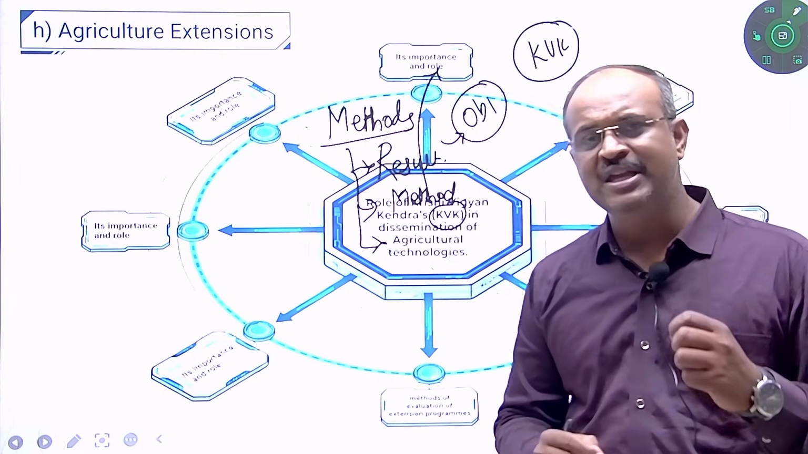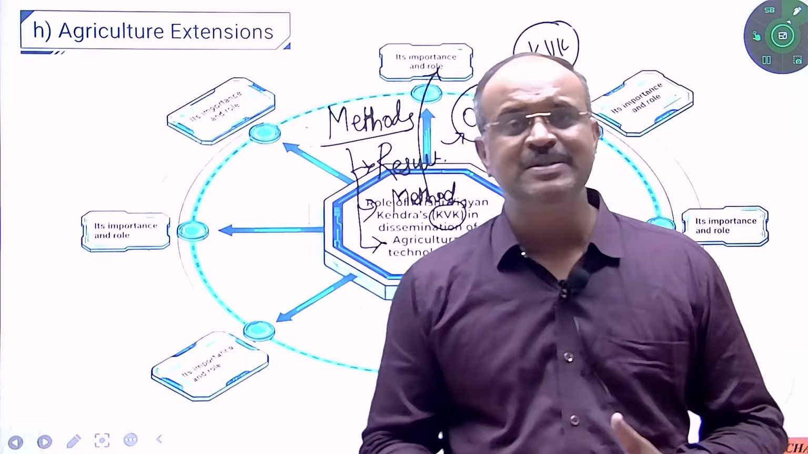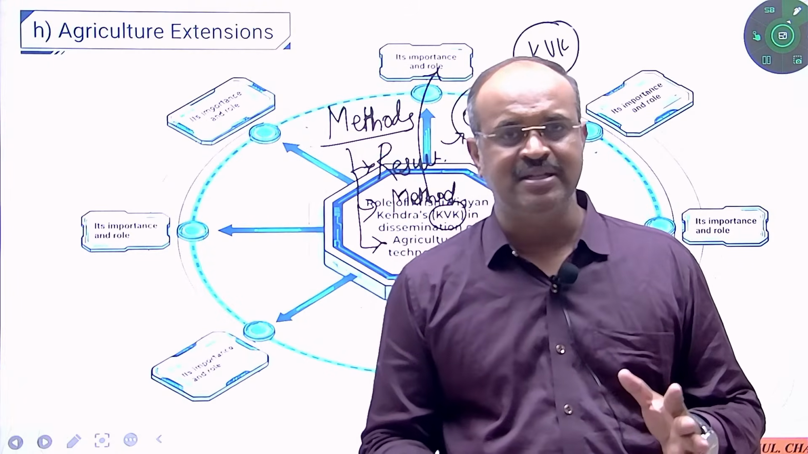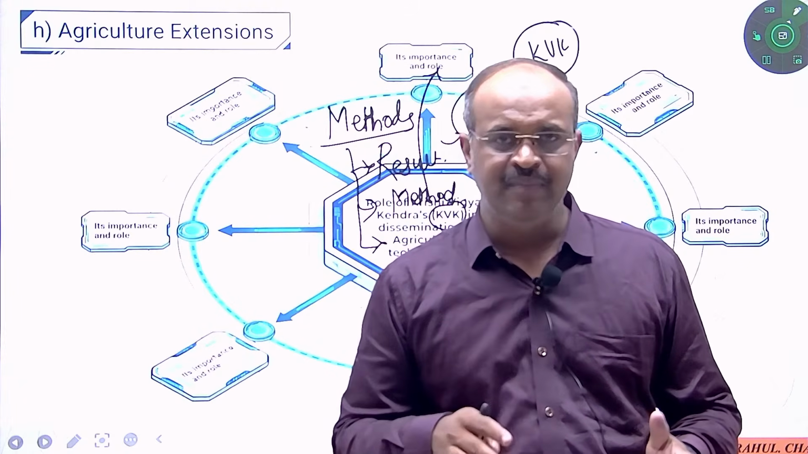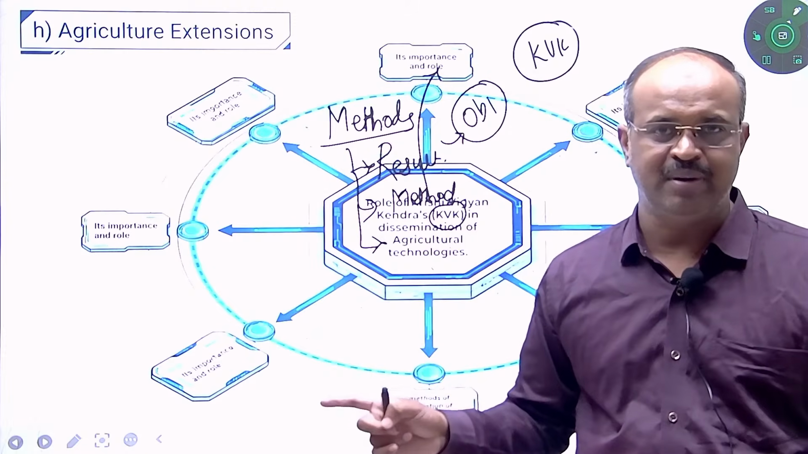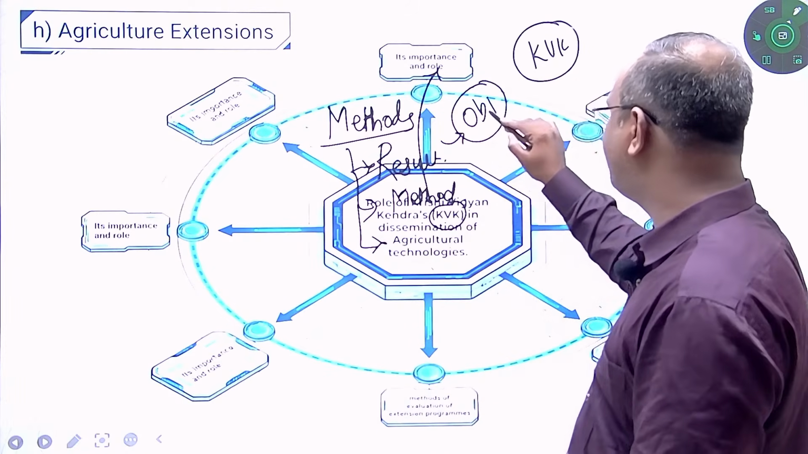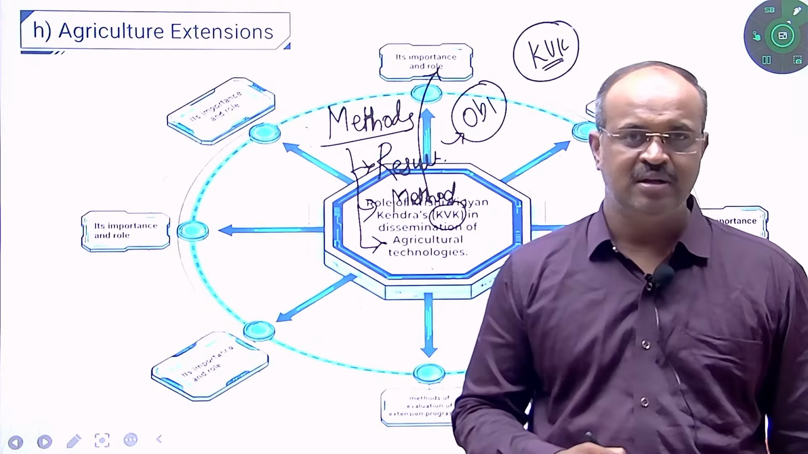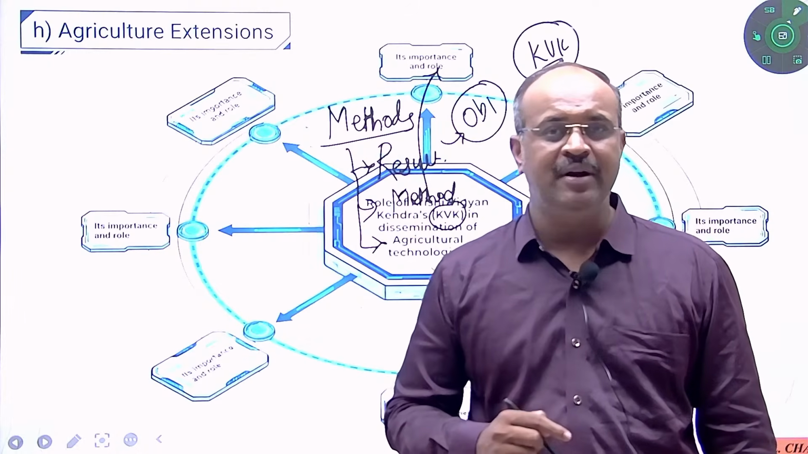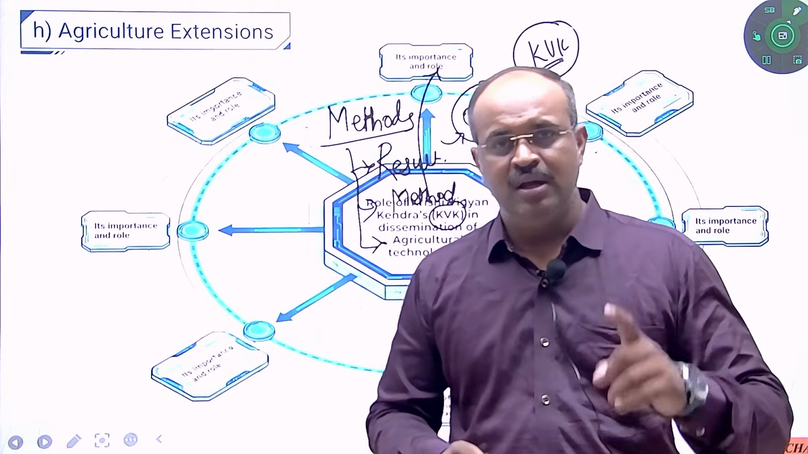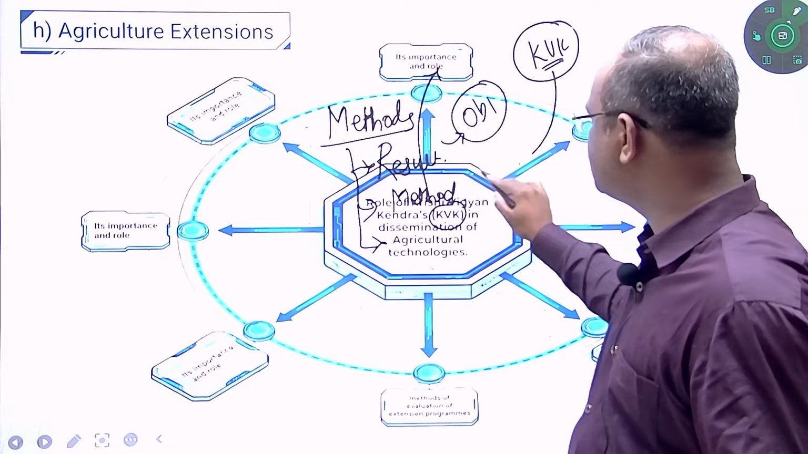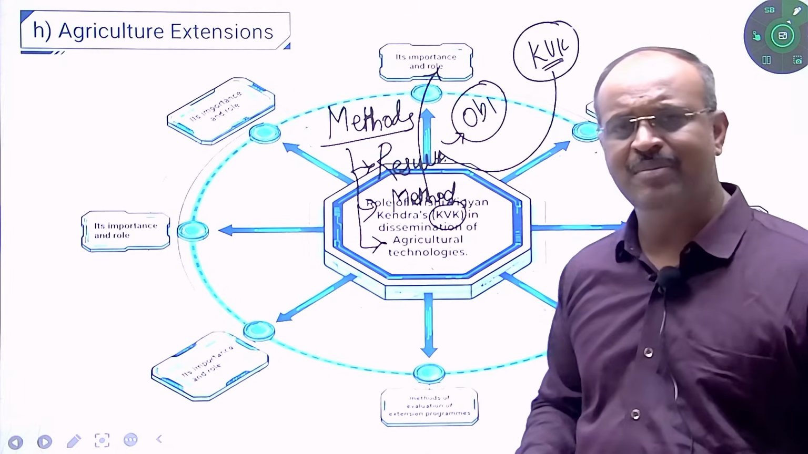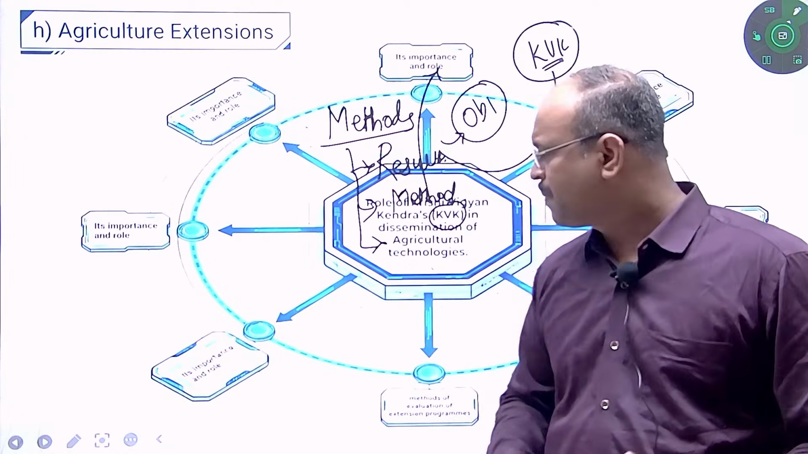Because whatever technology has been developed in the laboratory by the scientists has to be taken to the field by the extension workers, remember. And the KVK plays a very important role in the dissemination of technology among the farmers. So while disseminating different technologies, the KVKs use different methods like result demonstration and method demonstration.